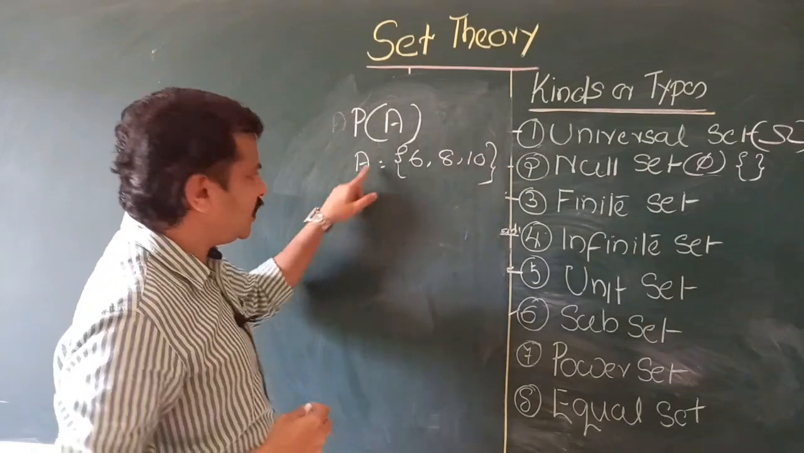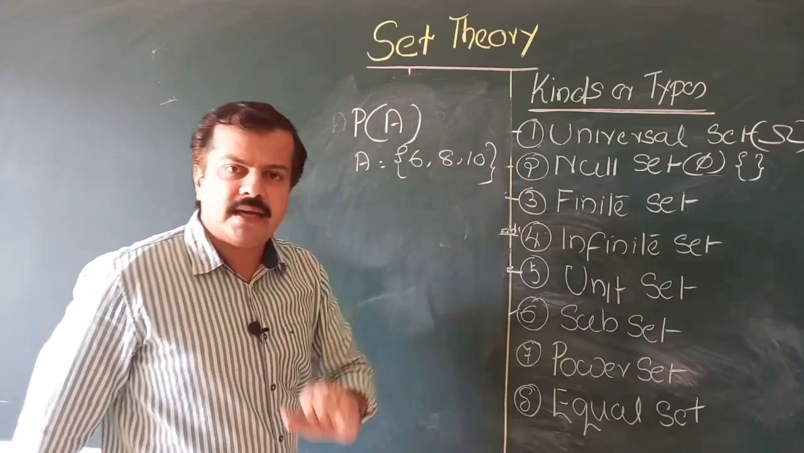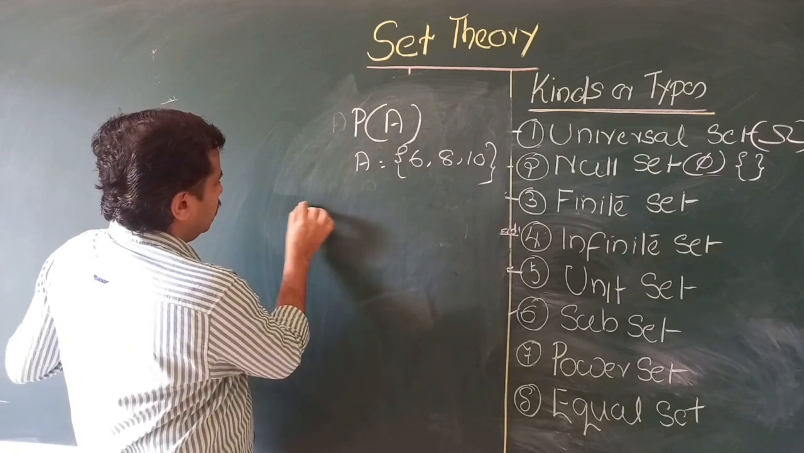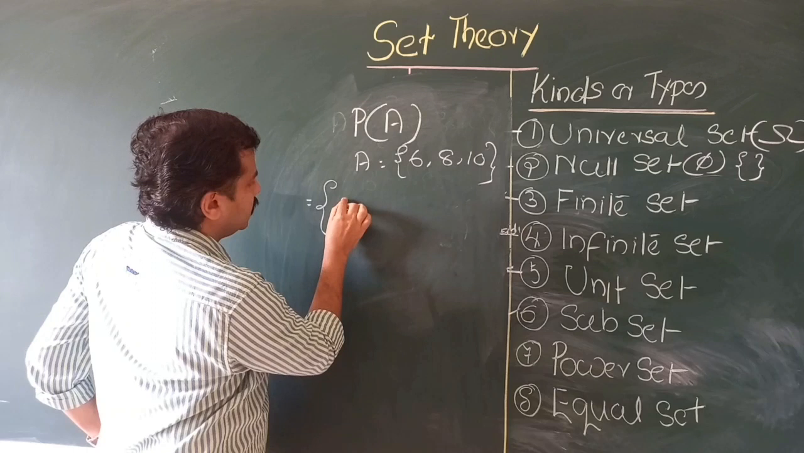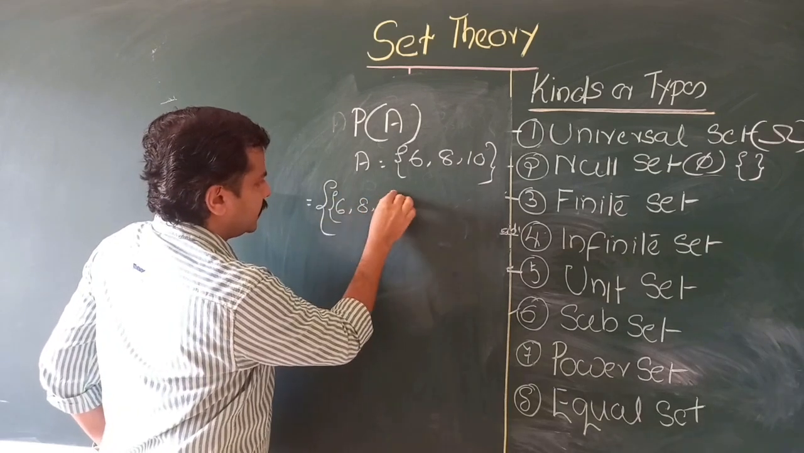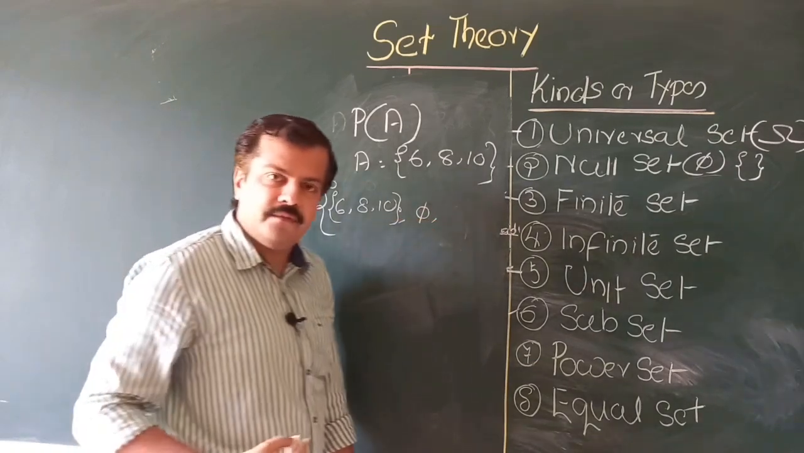That was our example, right? Set A consists of 6, 8 and 10. Let me write the subsets of A. The subsets of A will be {6, 8, 10}, obviously, because that set itself is its subset, comma, the null set, which will obviously be a subset of every set.